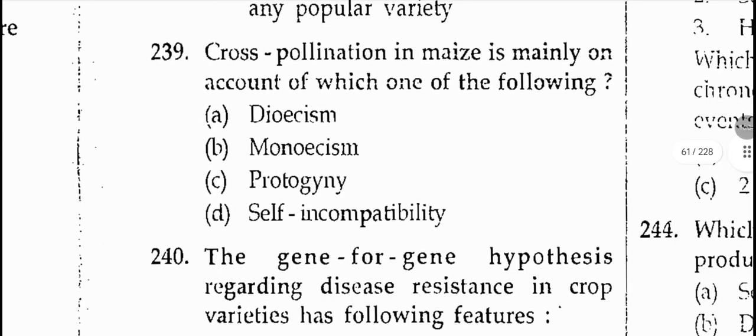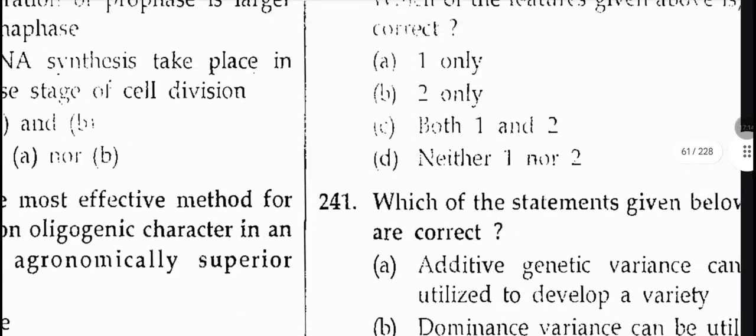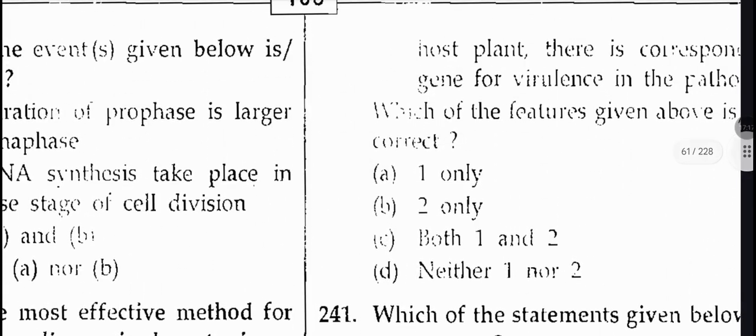Question number 239. Cross pollination in maize is mainly on account of which of the following? That is option B, monoecism. Question number 240. Gene for gene hypothesis regarding the disease resistance in the crop varieties has the features of, that is option C, both A and B.